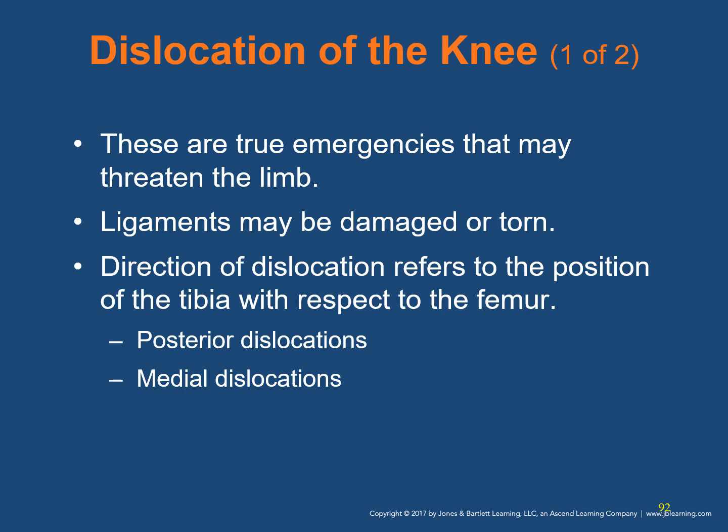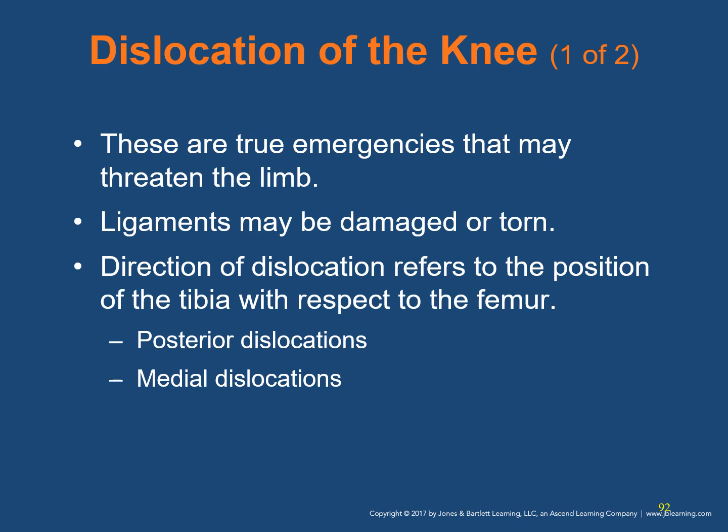Dislocation of the knee. Dislocations of the knee are true emergencies that may threaten the limb. When the knee is dislocated, the ligaments that provide support to it may be torn or damaged. The proximal end of the tibia completely displaces from the juncture with the lower end of the femur, usually producing a significant deformity. Always check the distal circulation carefully before taking any other step.